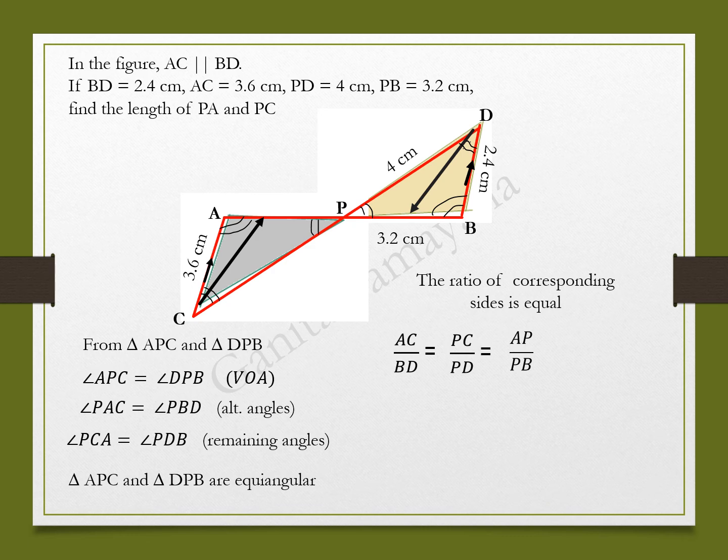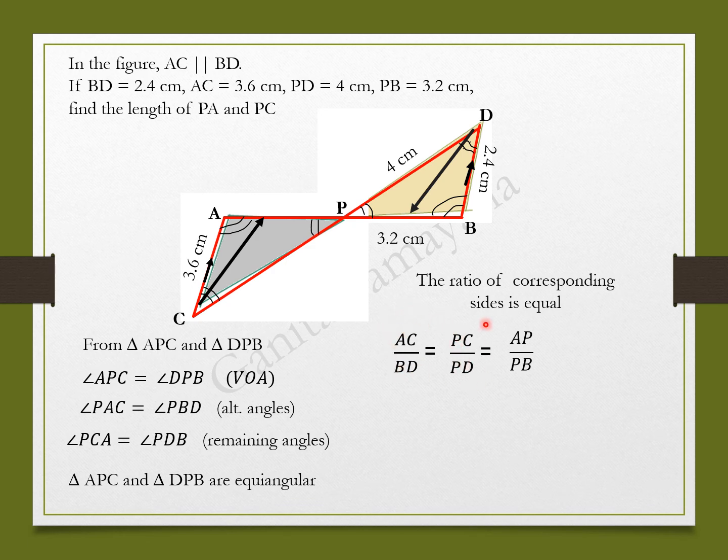Okay, children. Now, looking at this, we want to find out the value of PA and PC. You can see here, children, PC and PA. They are there in two different ratios. So, what we can do, we can take two ratios at a time. See here, this first ratio, we know both the parameters AC and BD. So, we will consider the first ratio and the second ratio.